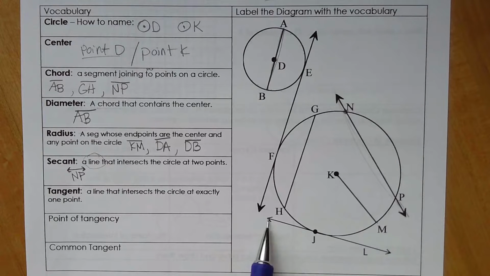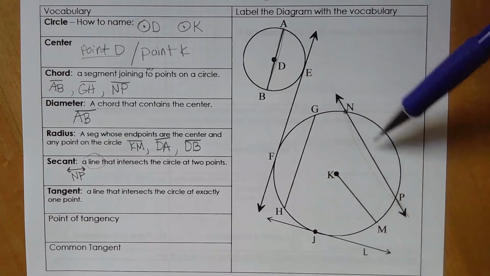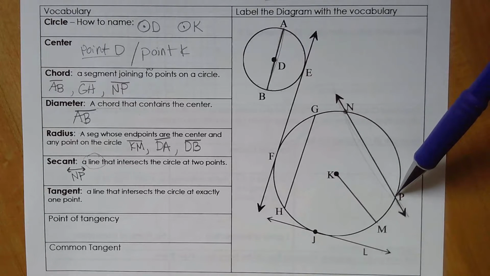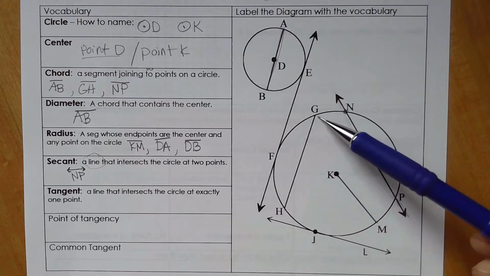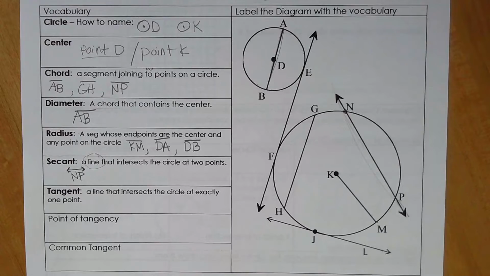This does not intersect the circle twice, so it's not a secant. And neither does this line right here. It has to go into the inside of the circle and then go back out. It hits at 2 points. This is simply a chord. So there's only one secant on the whole diagram.